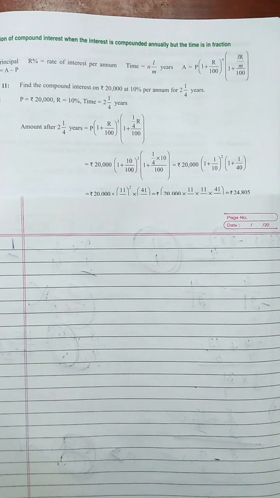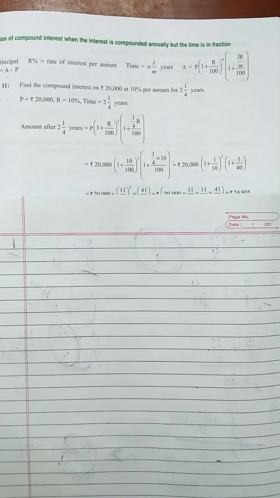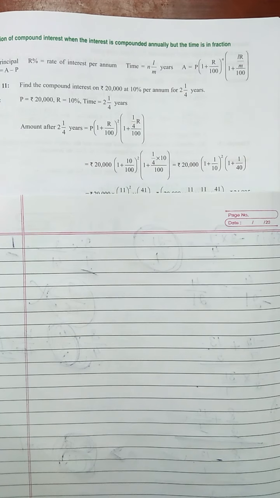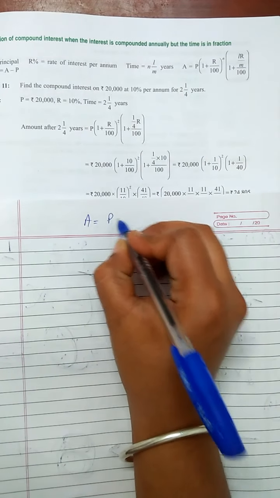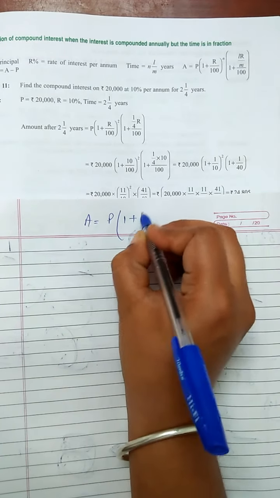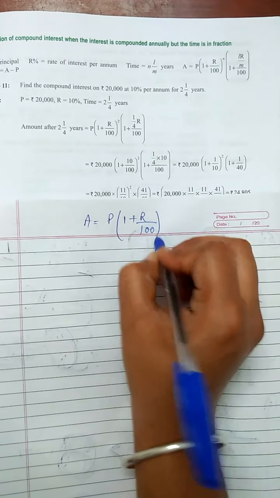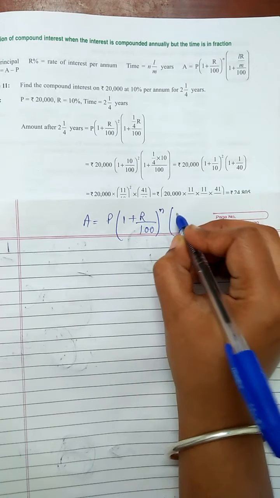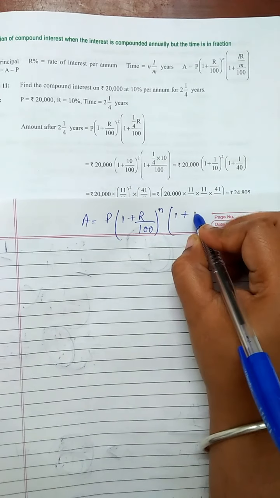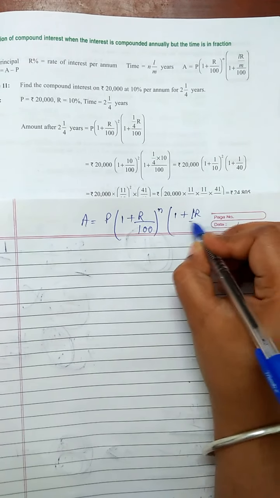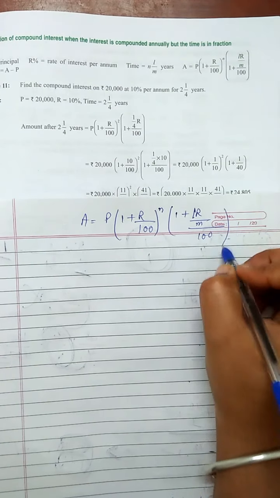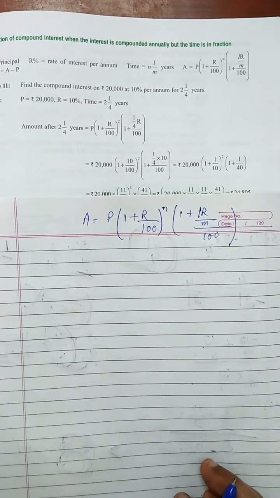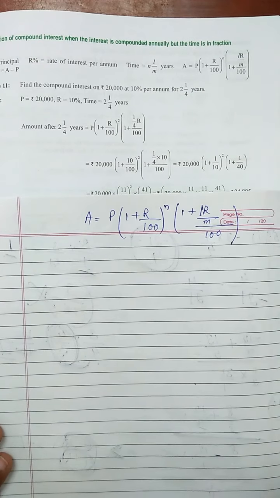Next one is to calculate compound interest when interest is compounded annually but time is in fraction. Now if the time is in fraction, then how can we find the amount? So there is a formula. Amount is principal multiplied by 1 plus rate upon 100 raised to power n, multiplied by 1 plus (l times r) upon 100. Okay, so let us discuss an example.